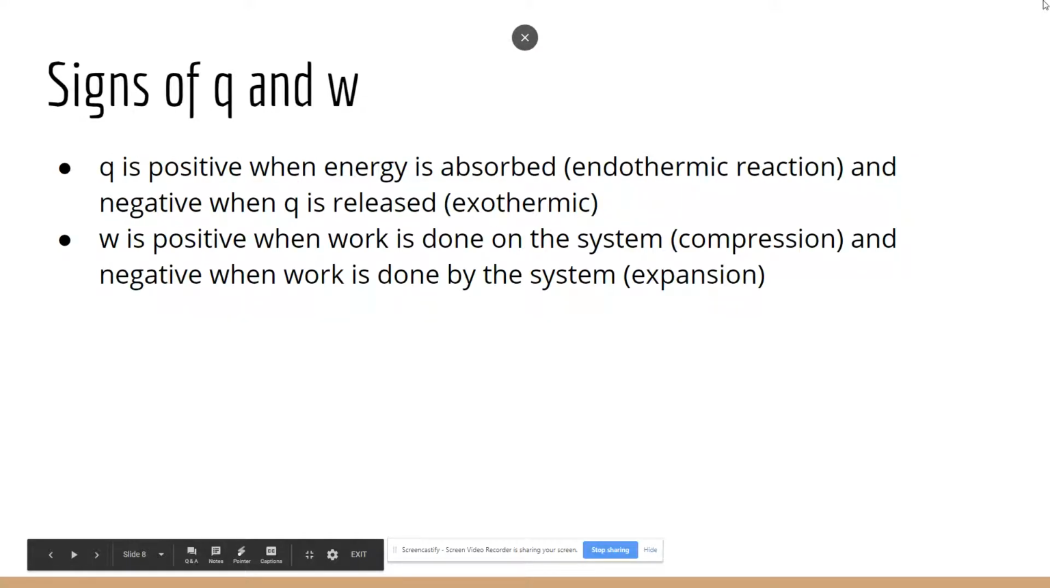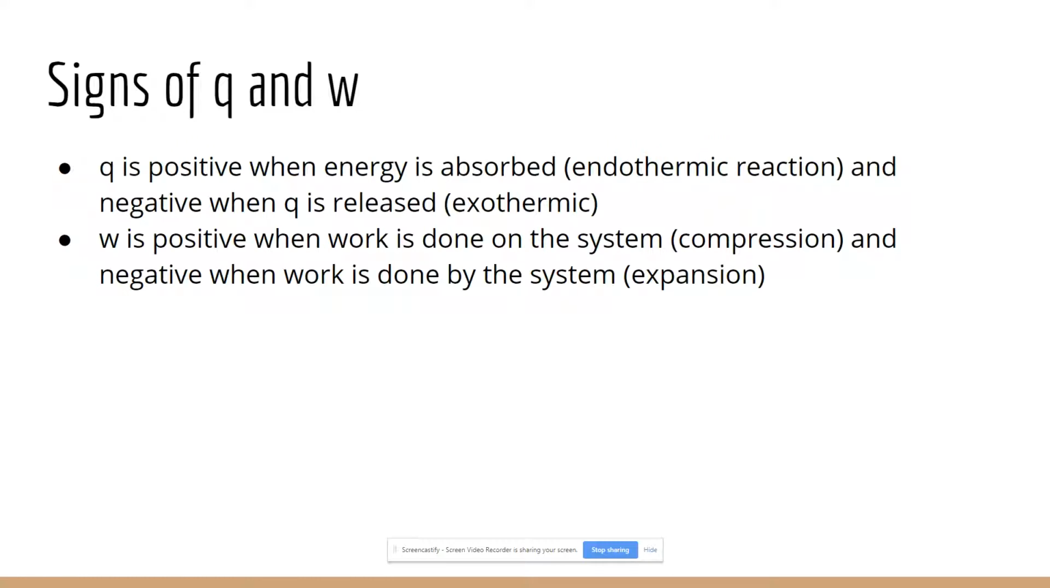I talked about this a little bit in the example, but I just want to make sure that you have it in your notes in case this is not immediately obvious to you. Q is positive when energy is absorbed. When I say energy, I really am referring to heat energy here because we're talking about Q. So it would be an endothermic reaction. And it is negative when it is released.